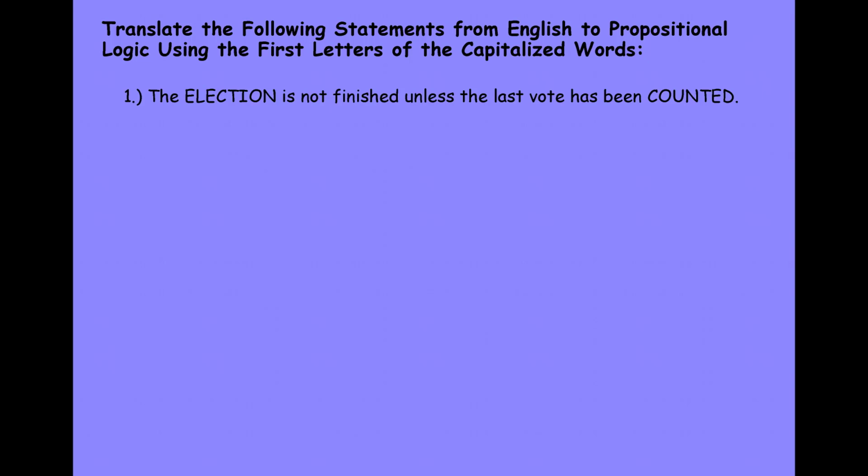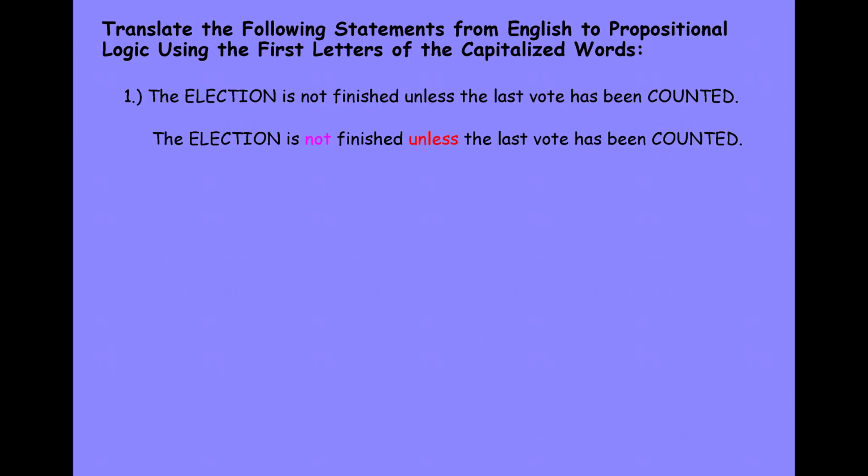That'll be the election is finished. And we're going to symbolize the other simple statement with a C. That'll be the last vote has been counted. So now we'll highlight our logical form words. Not is a logical form word, and unless is a logical form word.